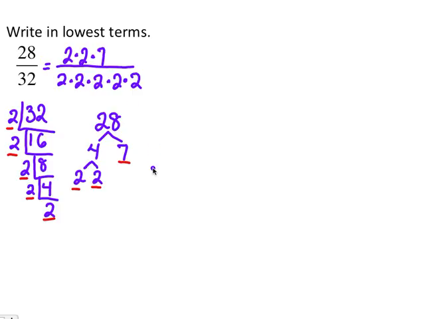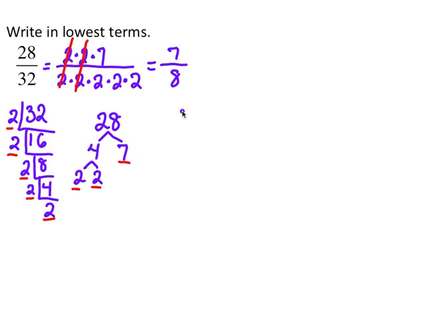Now to write it in lowest terms, what we do is we look for any factors that are the same on the top and bottom. So for example, the 2's here, so we can cancel a pair of 2's, and then we can cancel another pair of 2's, and then I don't have anything else that's the same on the top and bottom, so we're just going to multiply back together anything that's left. So we still have a 7 up here, and 2 times 2 is 4, times 2 is 8, and so our fraction in lowest terms is 7/8.